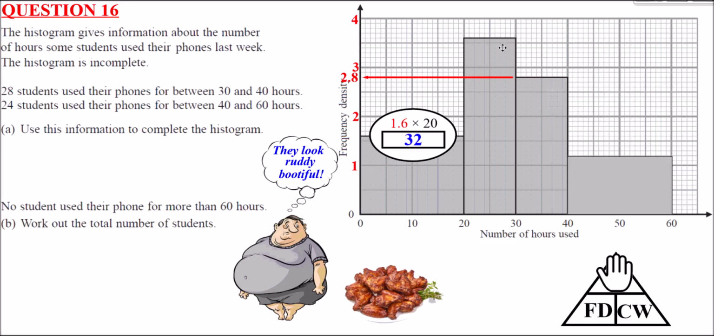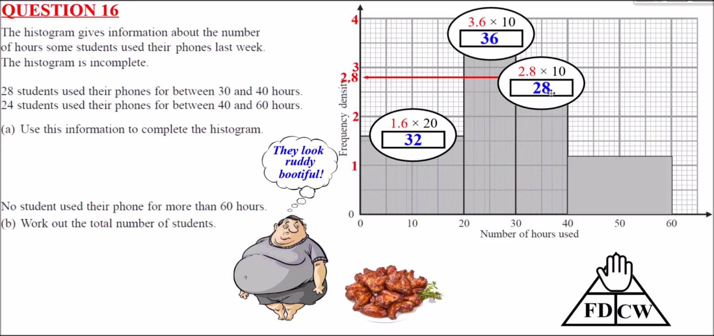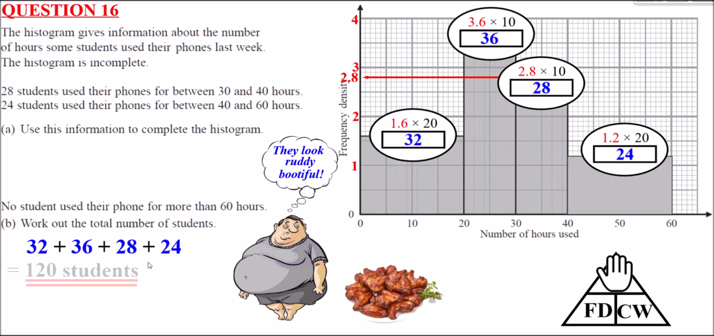This bar here, the frequency density is 3.6, its width is 10, so 3.6 times 10, this bar represents 36 students. For this bar, its frequency density is 2.8 and its width is again 10. 2.8 multiplied by 10 is 28. So that bar represents 28 students. And finally this one, we were told that's 24, but if you want to use the calculation, 1.2 times 20 would give you 24 anyway. So the total number of students is 32 plus 36 plus 28 plus 24, which gives you exactly 120 students.